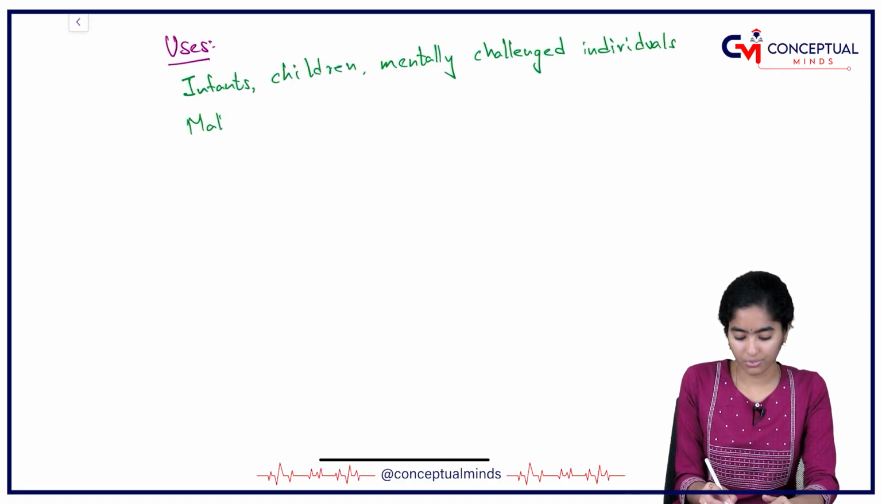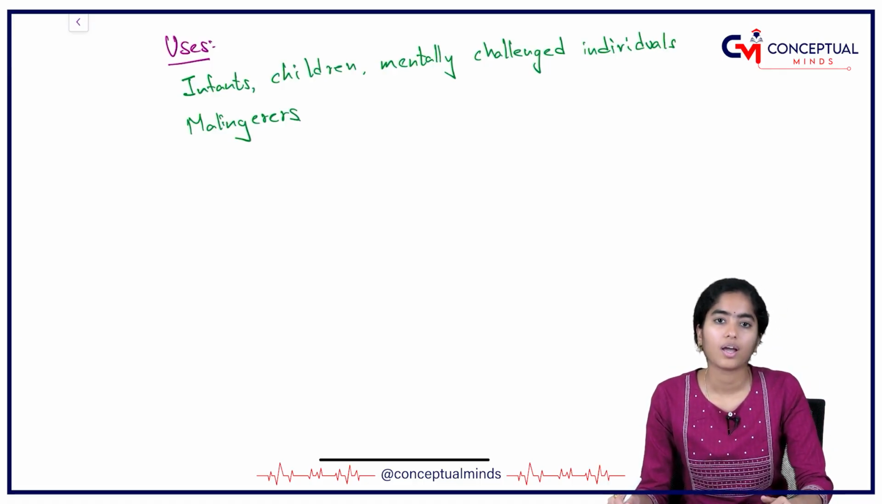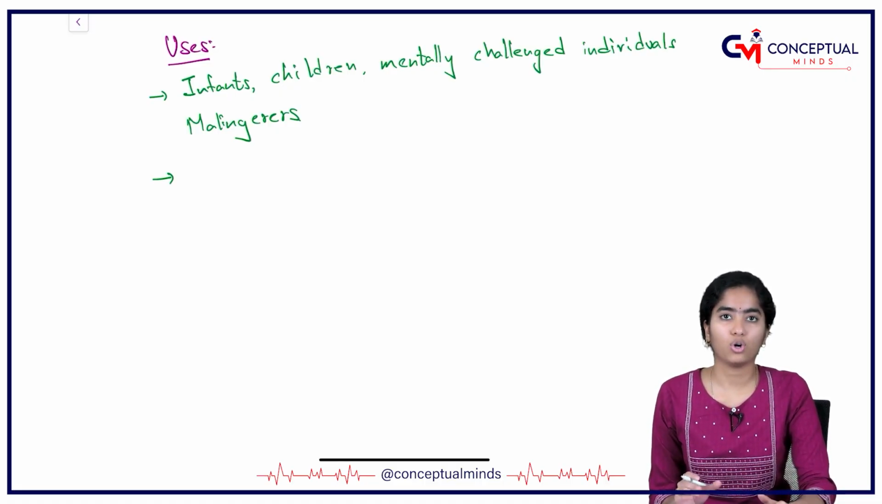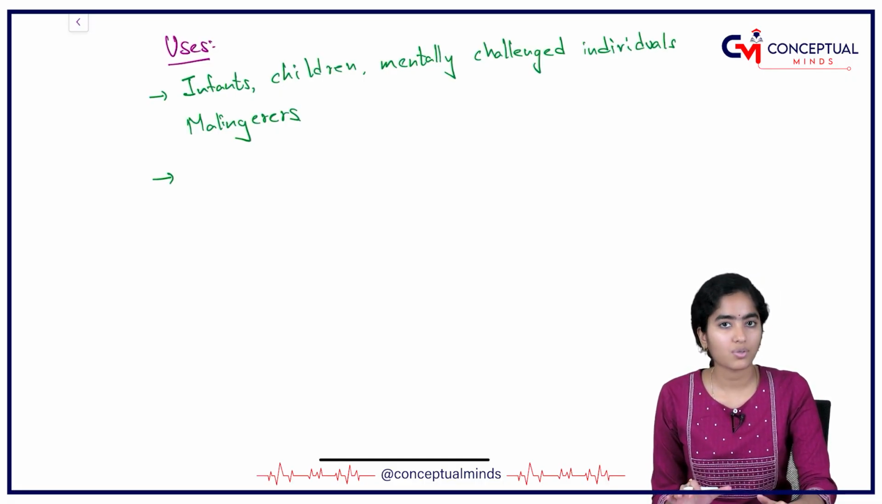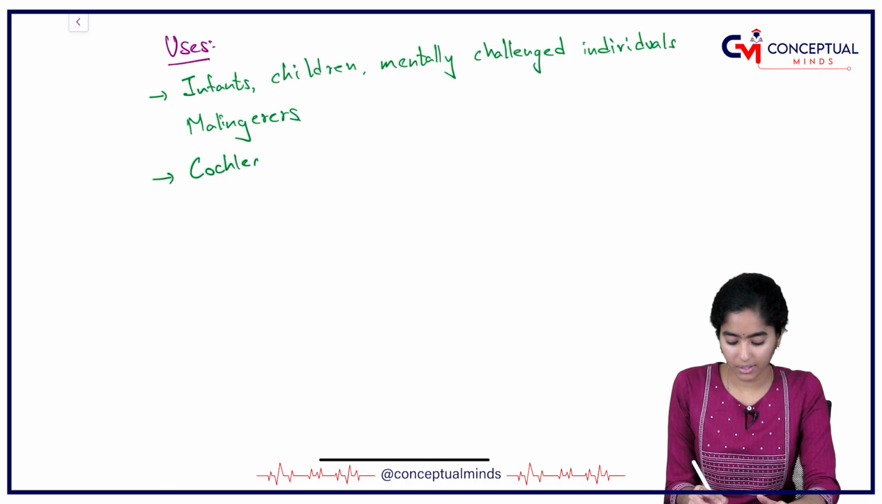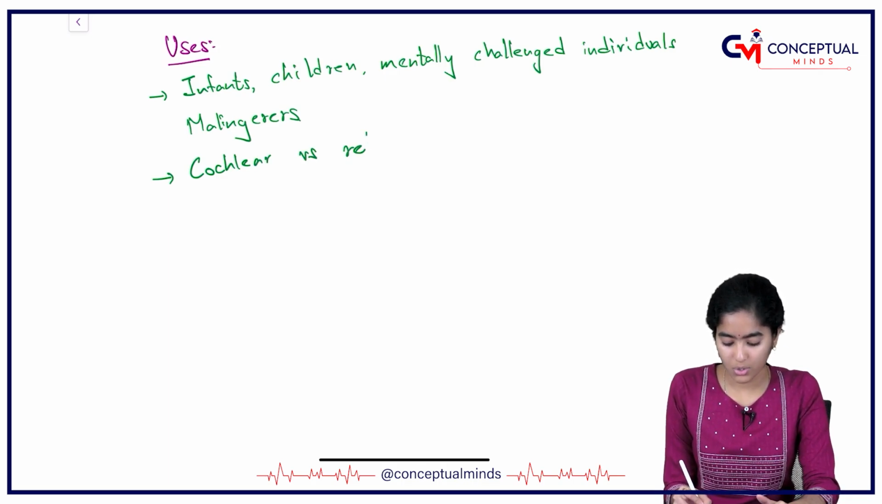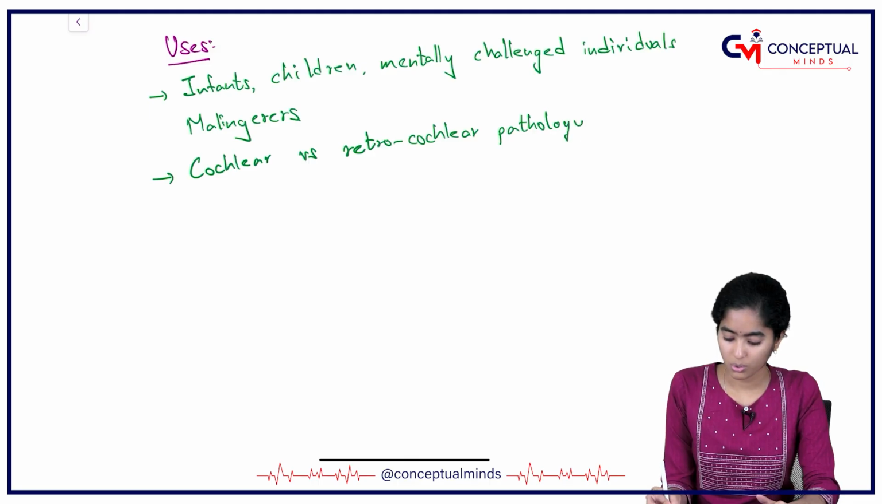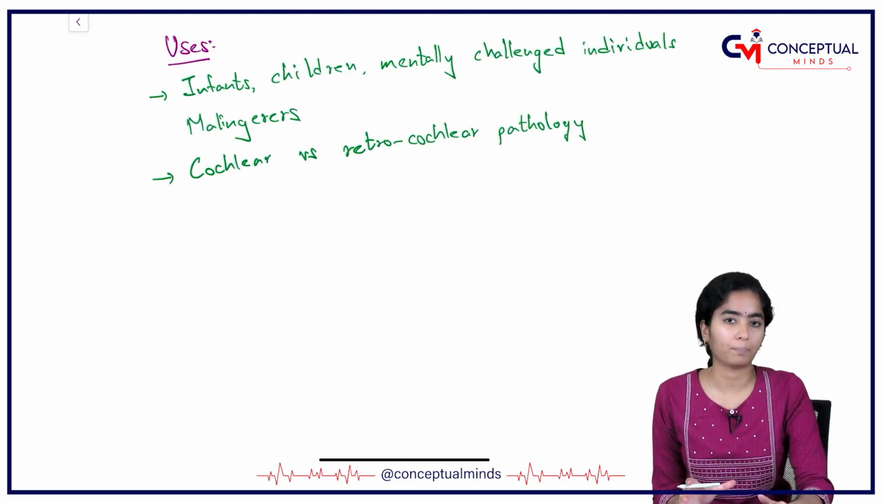It's useful to identify hearing loss in malingerers and also any uncooperative adult. It is used to distinguish cochlear versus retrocochlear pathologies. Why? Otoacoustic emissions are damaged only in cochlear lesions. In spite of having a retrocochlear pathology, otoacoustic emissions are absolutely normal. So they can be useful in distinguishing both of them.